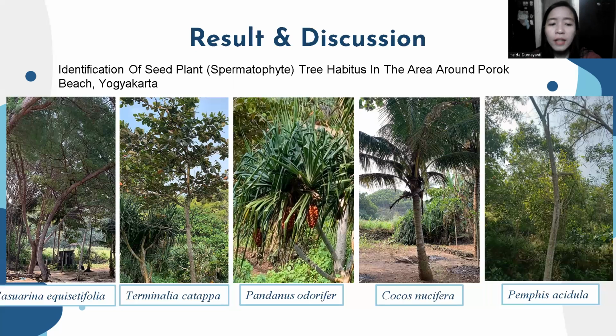Third, Pandanus odorifera. This dioecious tree has small palm-like branches that usually grow in the tropics and some warm climates around the coast. Fourth, Cocos nucifera. It has strong roots. It cannot penetrate hard soil. The last, Pemphis acidula. Single leaves and grows crosswise.